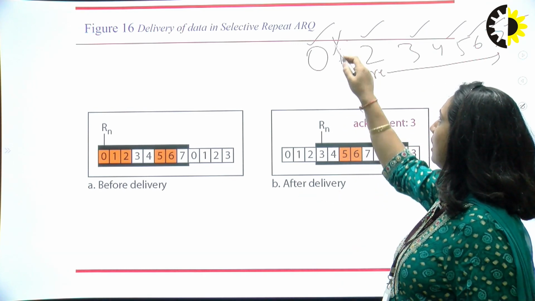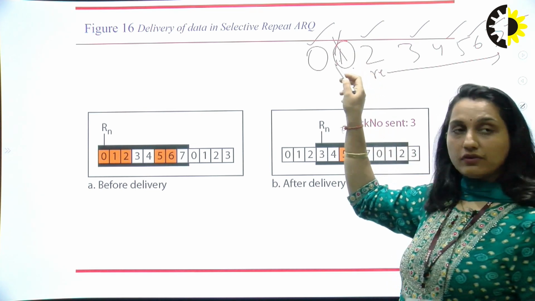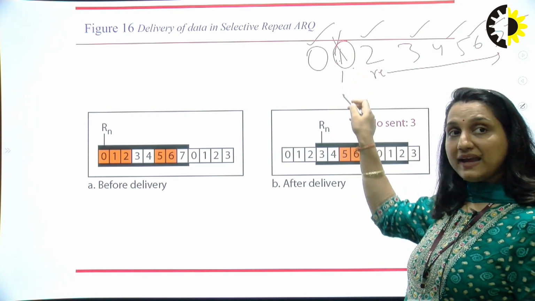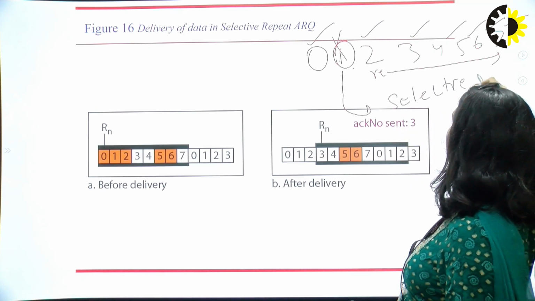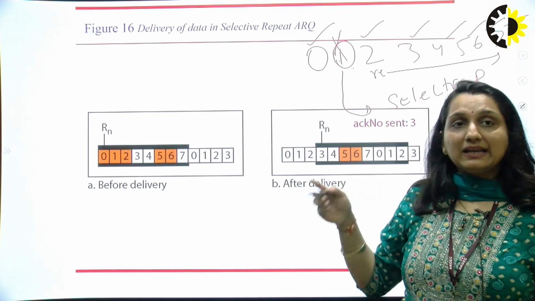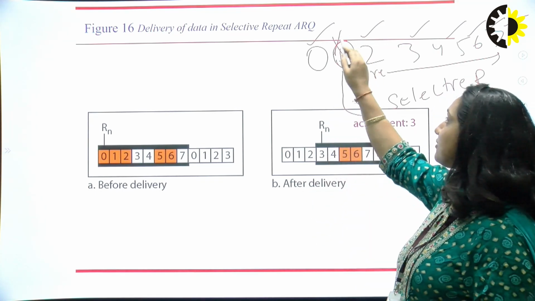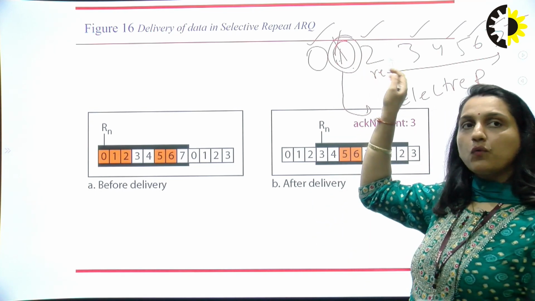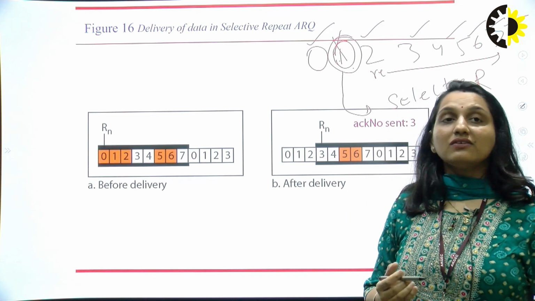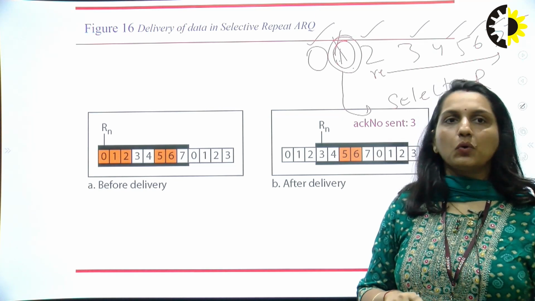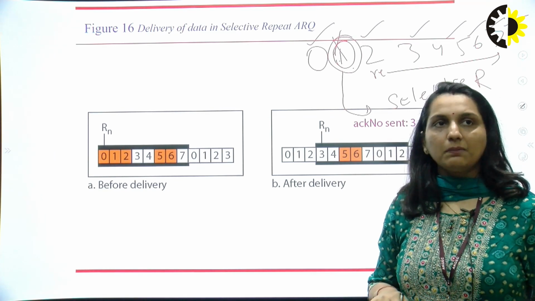If a packet is not received, it will repeat only that one. This is called selective repeat. So we will selectively repeat it, and only then send the packet back, instead of the second, third, fourth, fifth, sixth, and 7th packets all having to be sent again. So the disadvantage of Go-Back-N is overcome by selective repeat ARQ.